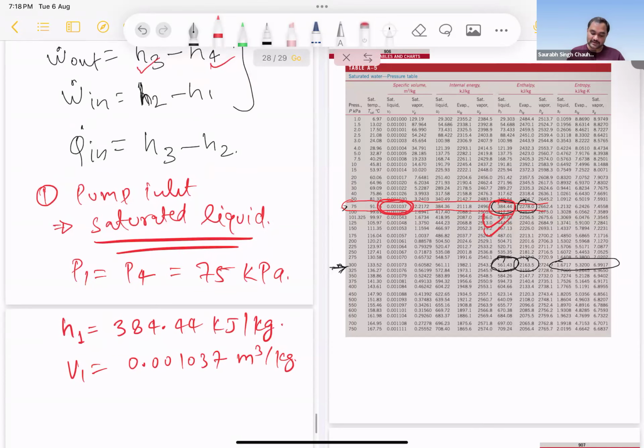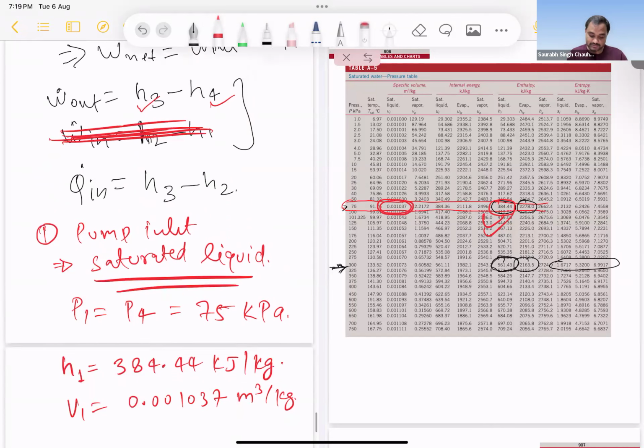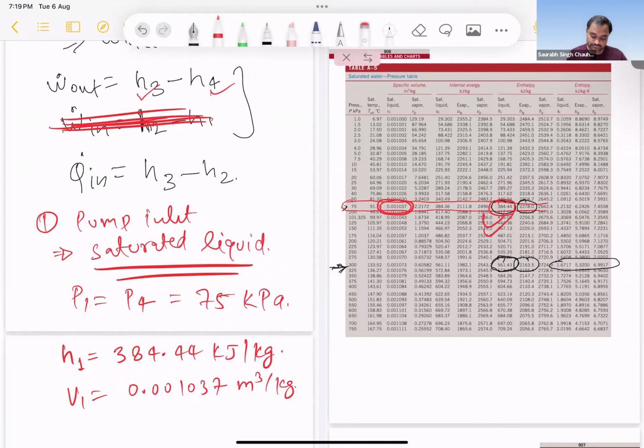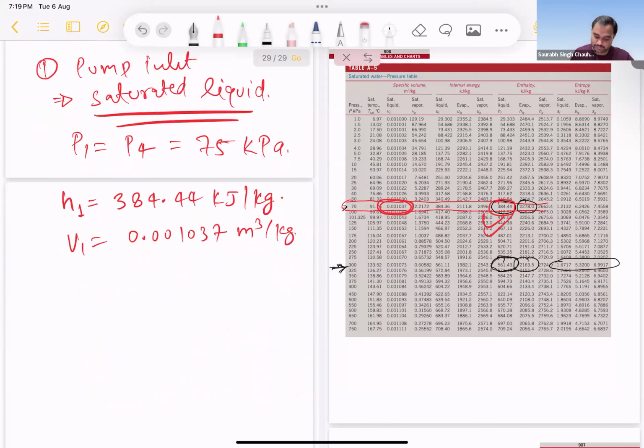So we have all these values at 0.1 as well. Oh, sorry, I have made a mistake here. Pump work is not H2 minus H1. Pump work we can find using specific volume multiplied by pressure rise. So P1 we have, H1 we have, and V1 we have.